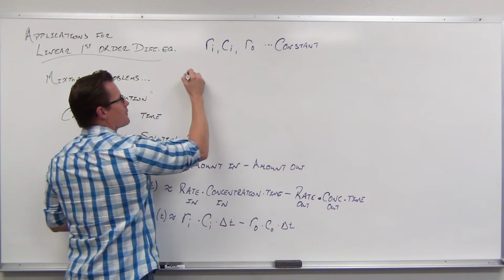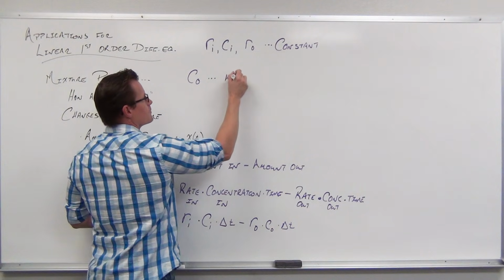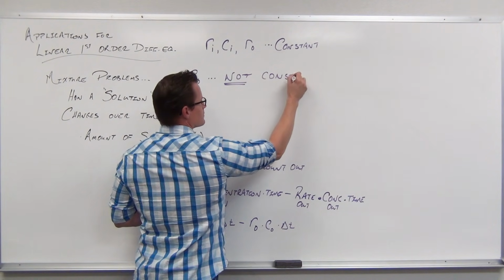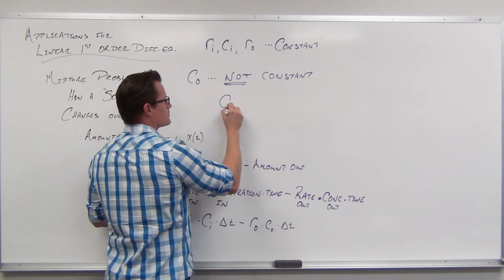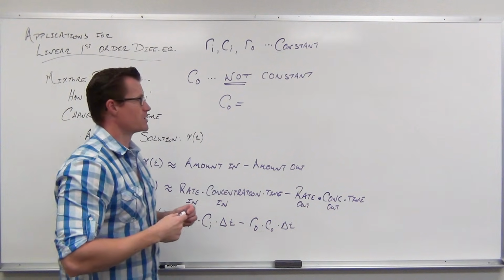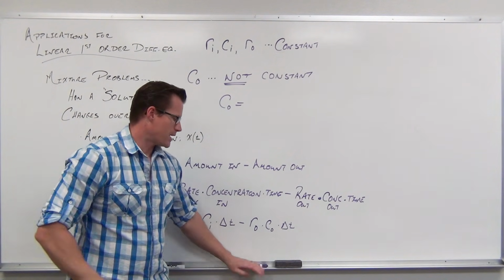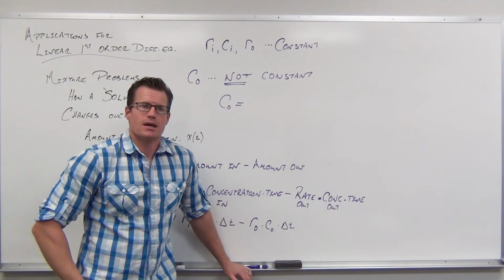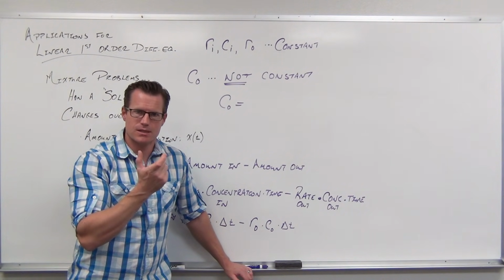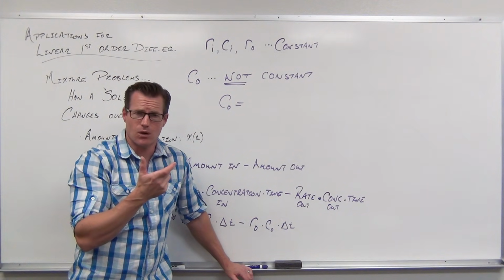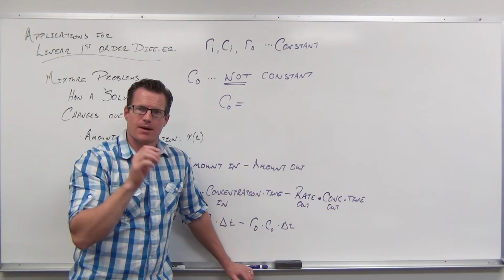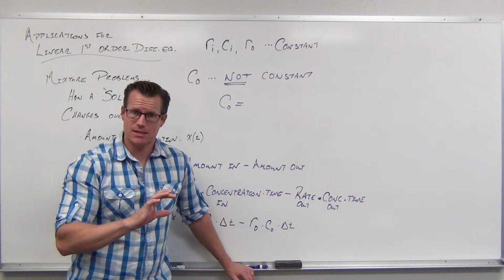Let's talk a bit more about that, the concentration out. If it's not constant, what's it based on? What would the concentration out be based on? How you find a concentration all the time is you compare how much salt, or how much actual contaminant, pollutant, salt, acid is in the container, divided by how much volume is in the container at that time.